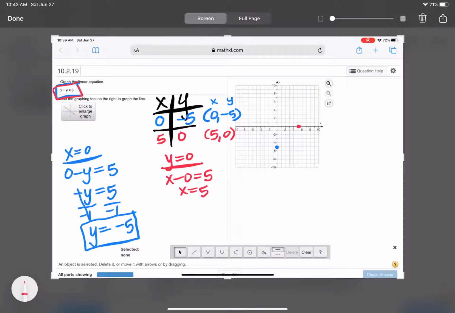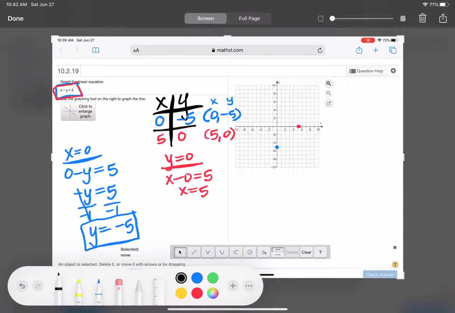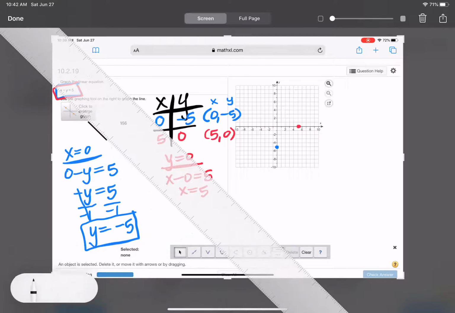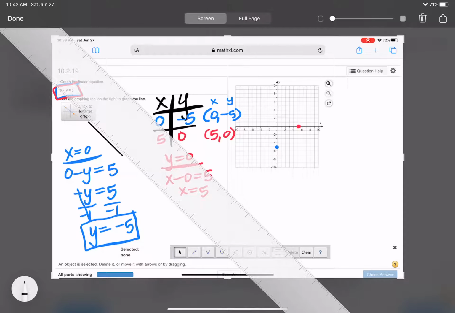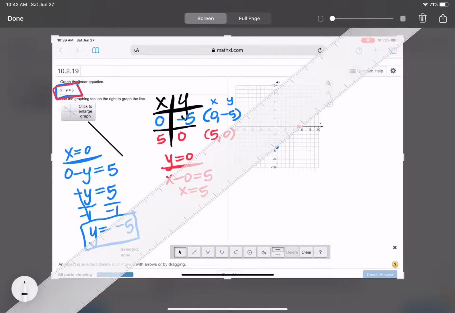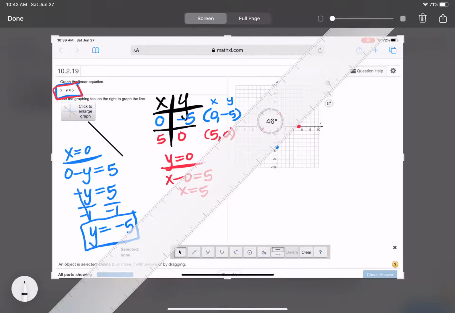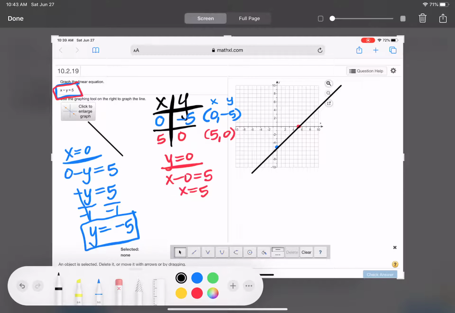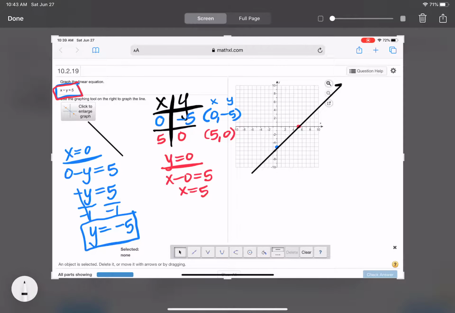Okay, and so then that is my line. Right there. See if I can get this to work. Okay. So there is my line.